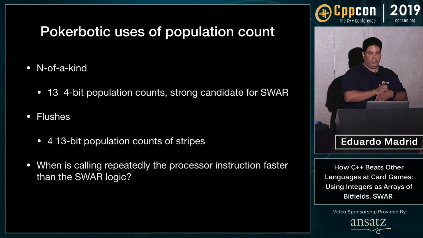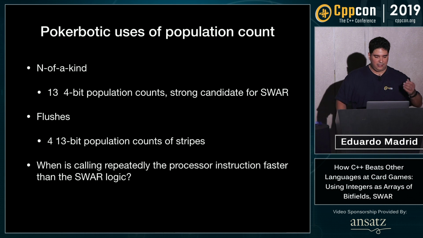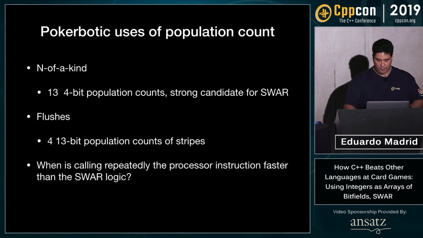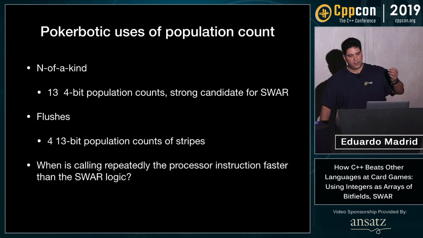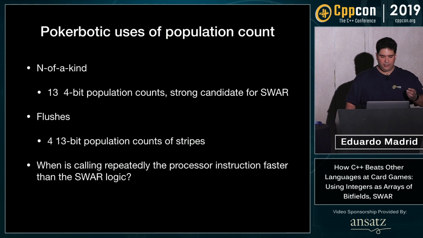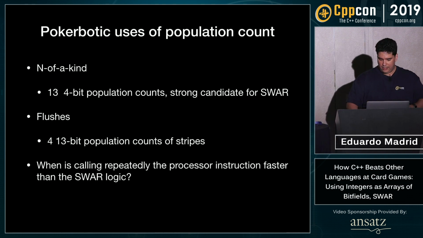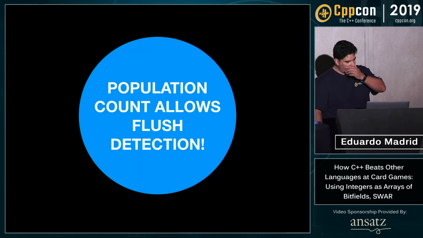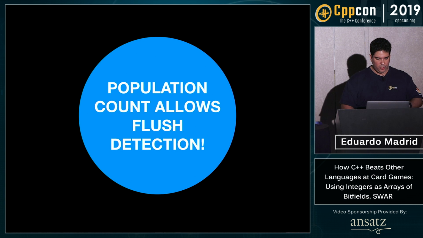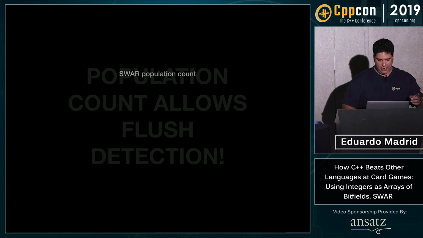The uses of PokerBotic for population count are, of course, to get the 13-rank 4-bit population counts and for flushes. But there's a question: when are we going to be faster using logic to calculate population counts for different SIMD, different element sizes, as opposed to repeatedly calling the built-in processor instruction if it is available? Well, remember that population count also allows the flush detection.